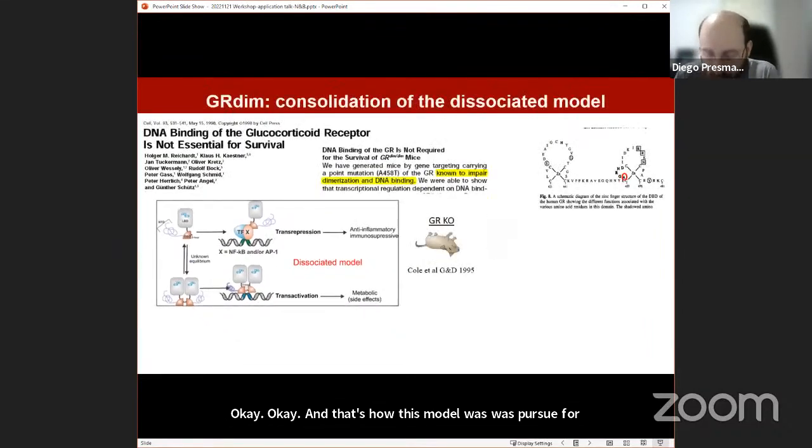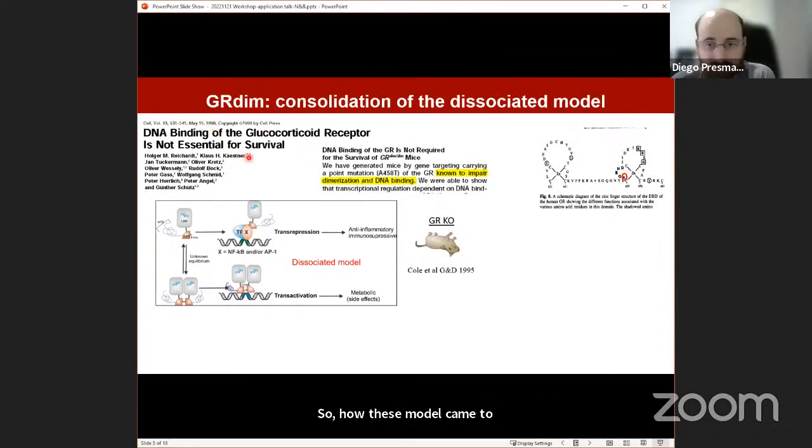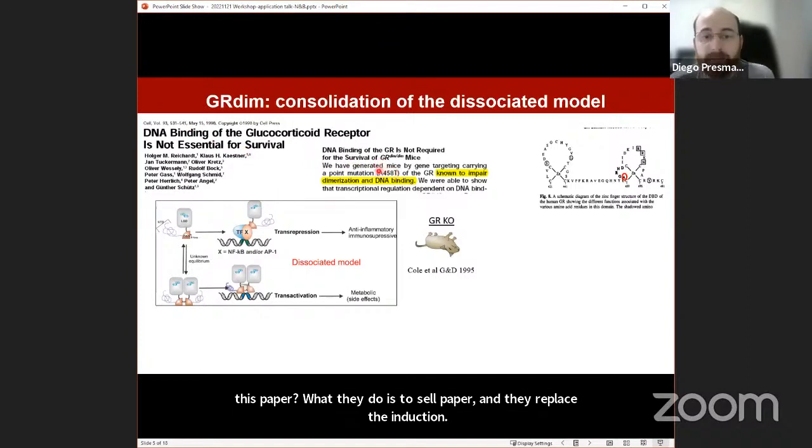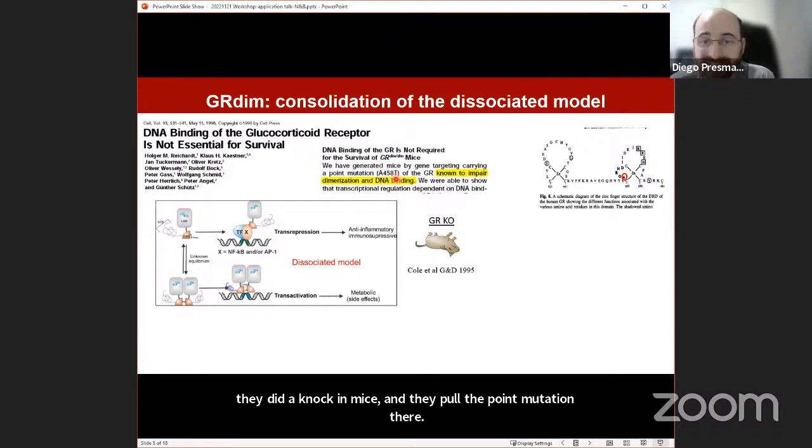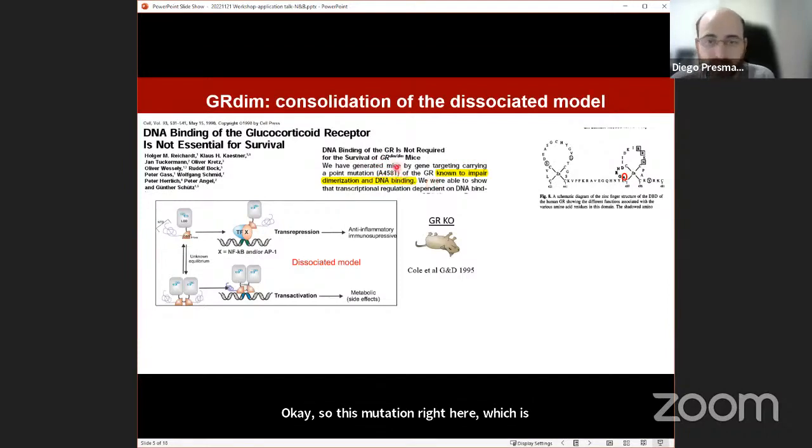And so how did this model come to be, okay? The key paper is from 1998, which I guess most of you haven't even been born yet. In this paper, in Cell, they replaced the endogenous GR. They made a knock-in mouse, and they put a point mutation there, okay? So this mutation right here is a mutation in the DNA binding domain, okay? And it's called the GRdim mutant.